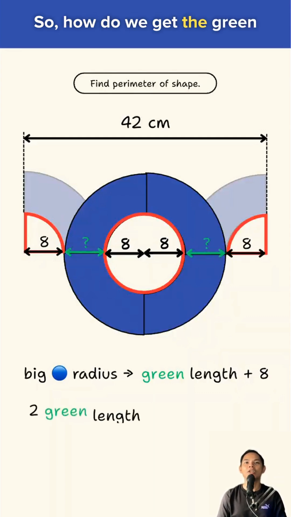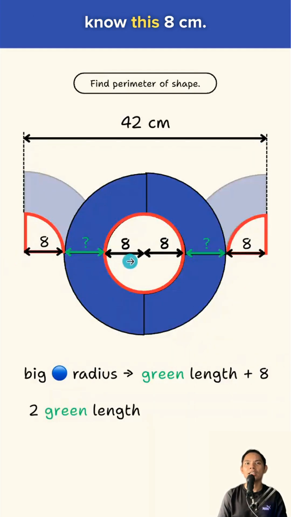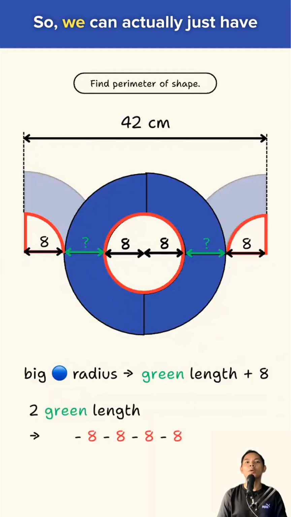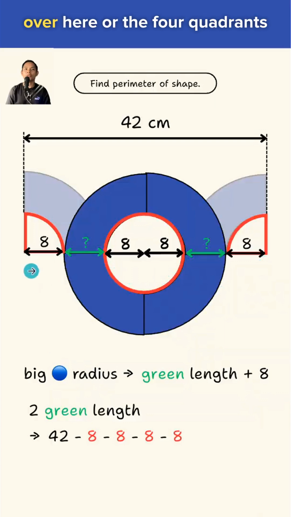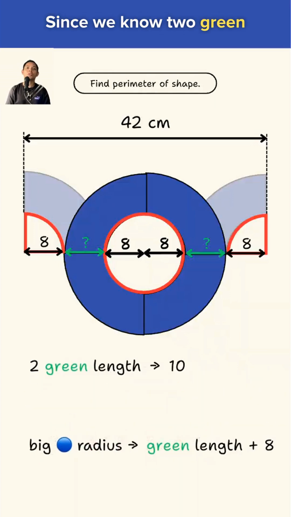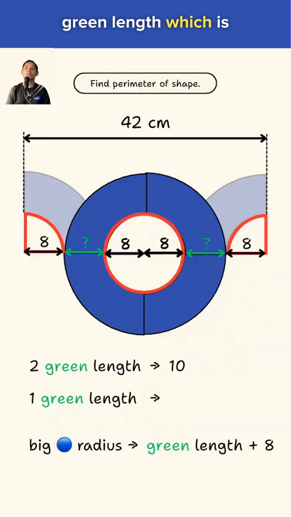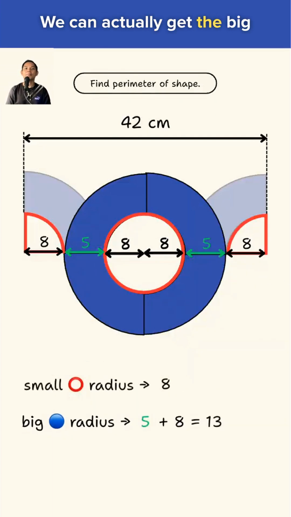So how do we get the green length? Since we know the whole length of this figure and we know this 8 centimeters, we can actually just have 42 minus 4 eighths as what we see over here, or the 4 quadrants or 4 circle radius. And this will give us 10. Since we know 2 green lengths, then we can get 1 green length, which is essentially equal to 5. So now we know that the green length is equal to 5. We can actually get the big radius, which is basically just 5 plus 8. And this gives us 13.